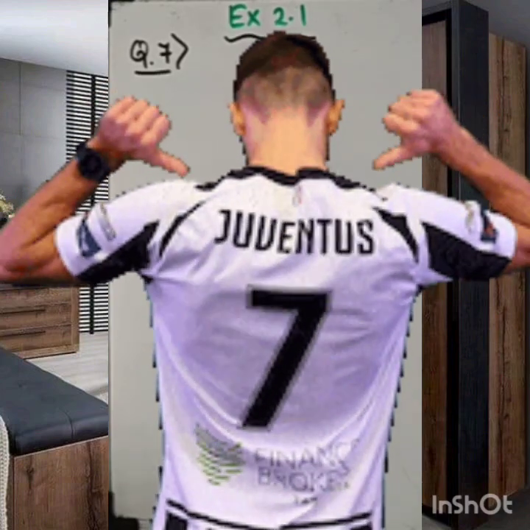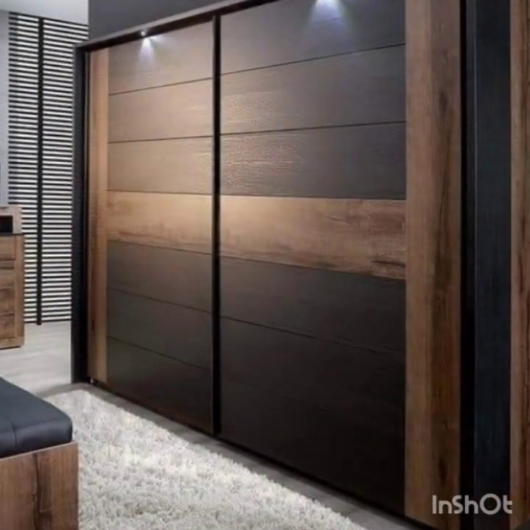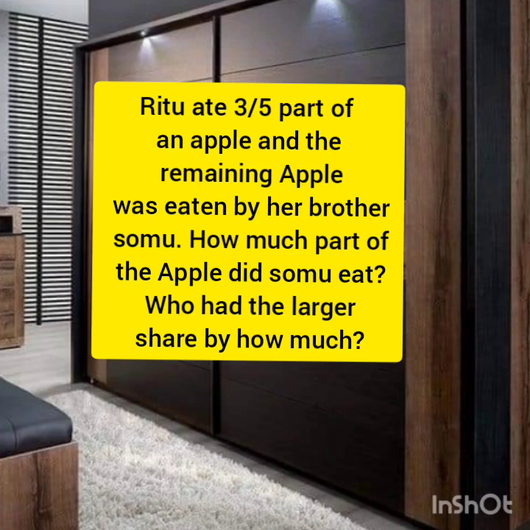So here is question number 7 on your screen. Ritu ate 3/5 part of an apple and the remaining apple was eaten by her brother Somu.